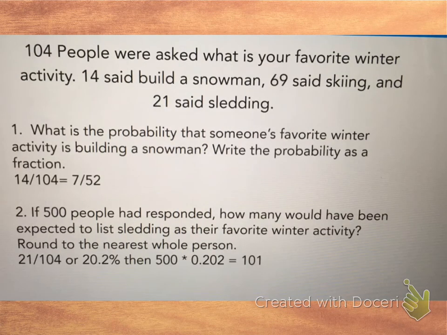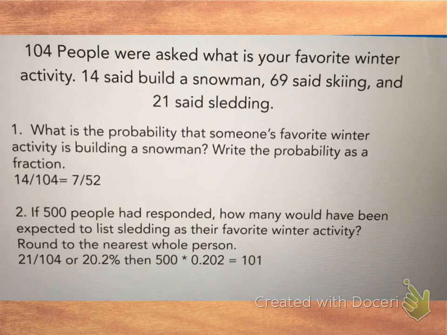The answer to number 1 is 14 out of 104. You have to think about 14 said that they would build a snowman. And if you take 14 over 104 and reduce it, you get 7 over 52. So don't just automatically look at the number and think, ooh, it probably can't be reduced. Remember your rules about divisibility.